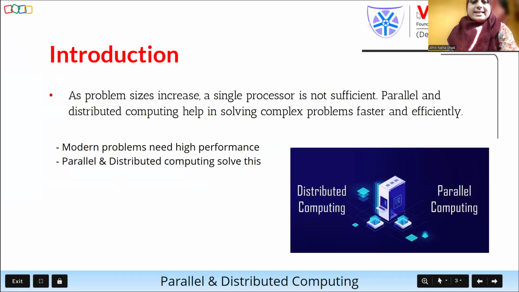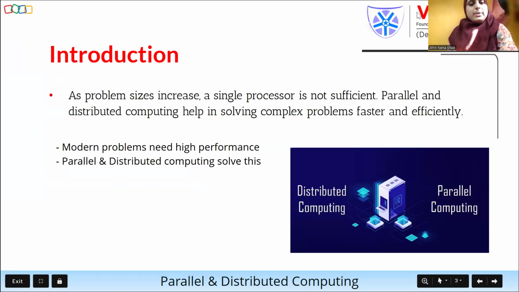These slides explain why parallel and distributed computing is needed. As data size and problem complexity grow, a single processor system becomes insufficient. A single system suffers from slow execution, second, memory limitation, and third, poor scalability.